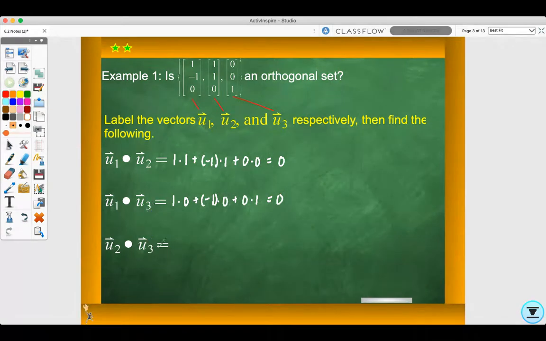And then u2 · u3 would be 1 times 0 plus 1 times 0 plus 0 times 1, which would also be 0. Therefore, u1, u2, u3 is an orthogonal set.